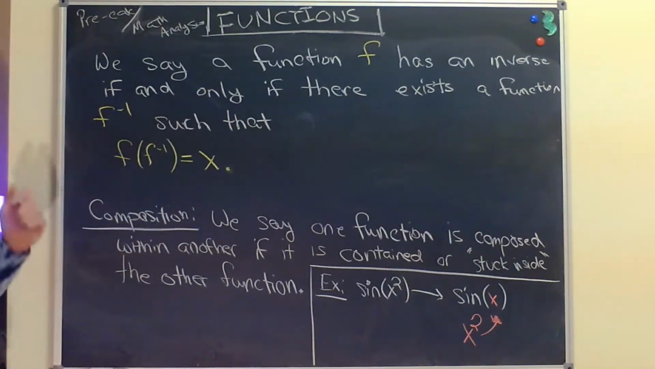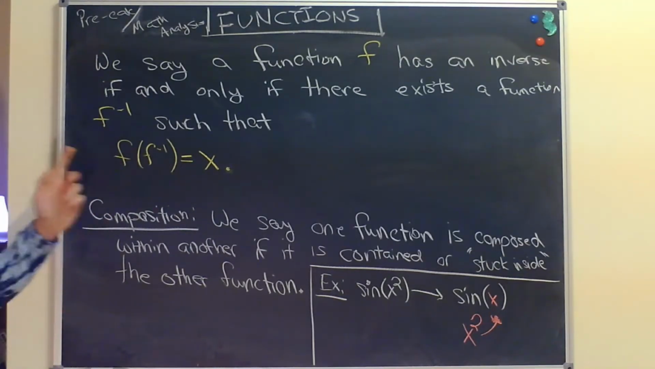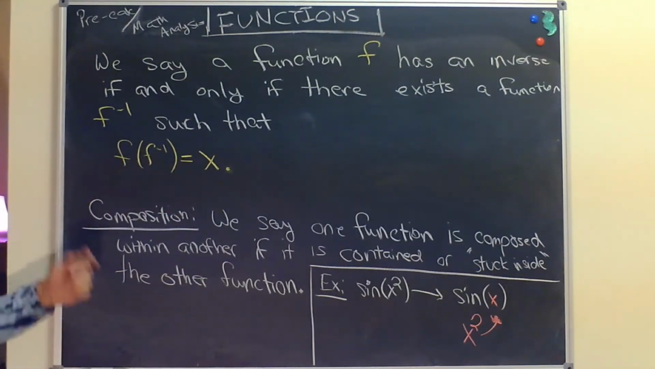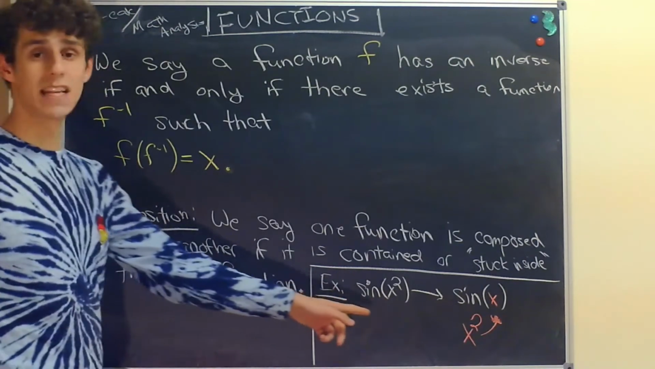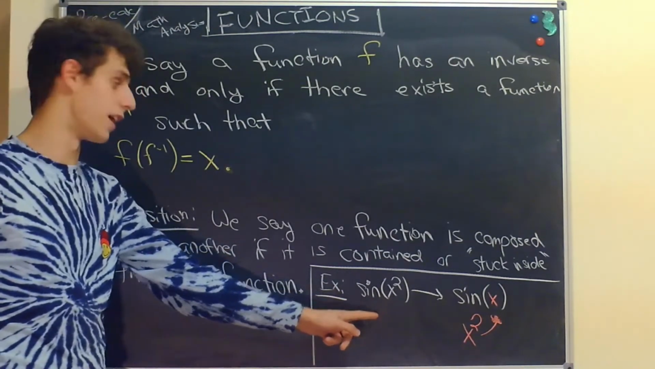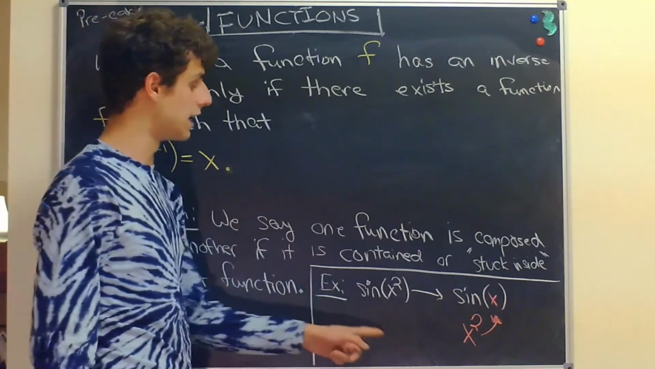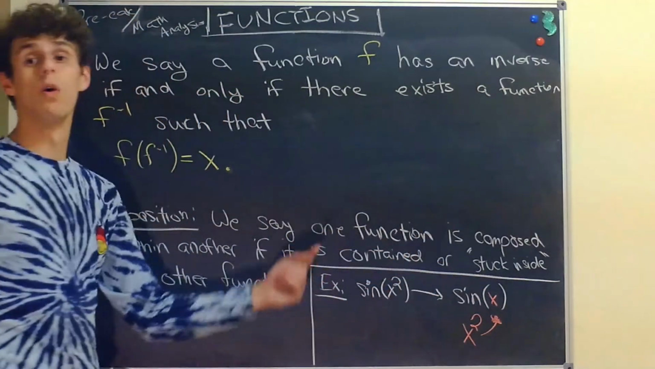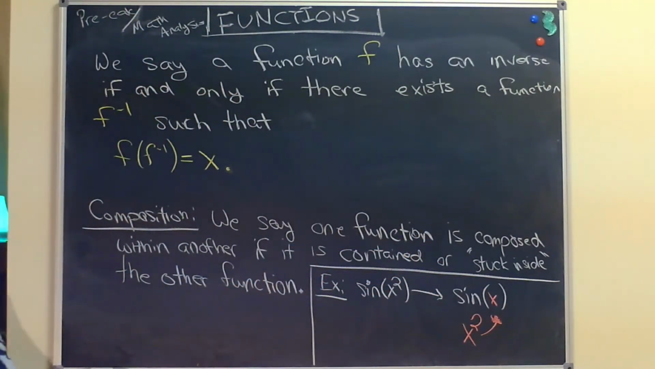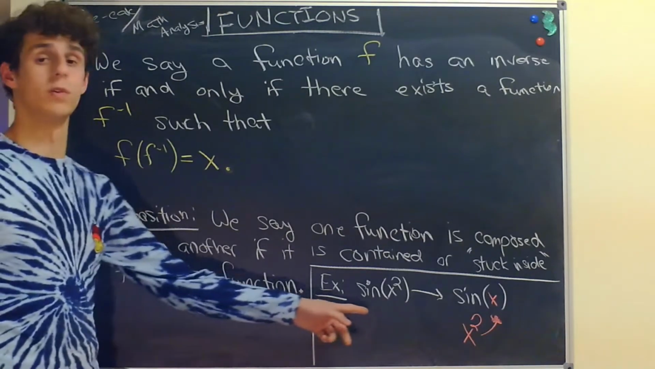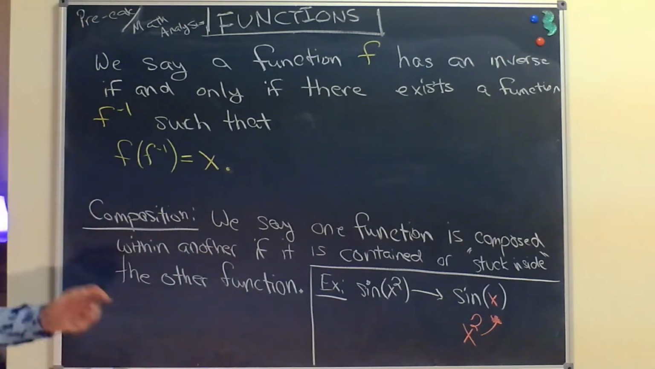Okay, so what do we mean by composed? Well, we say a function is composed within another if it is contained or stuck inside the other function. So here we would say x squared is composed within sine of x because x squared is inside, or stuck in where x should be in sine of x. So we would say that x squared is composed within sine of x here. Okay, so let's look at a couple of quick examples.